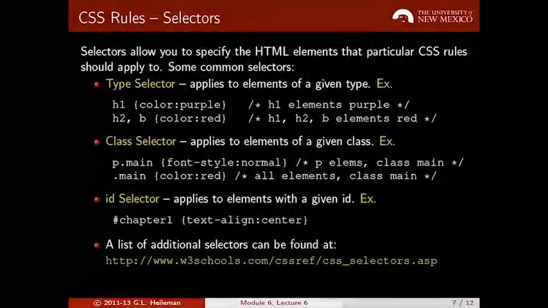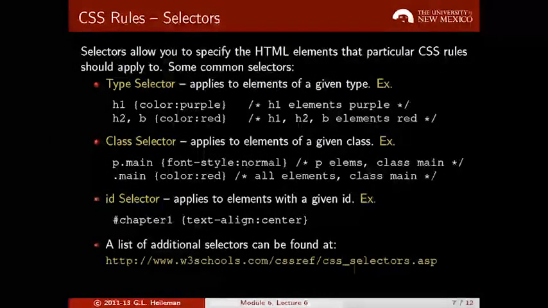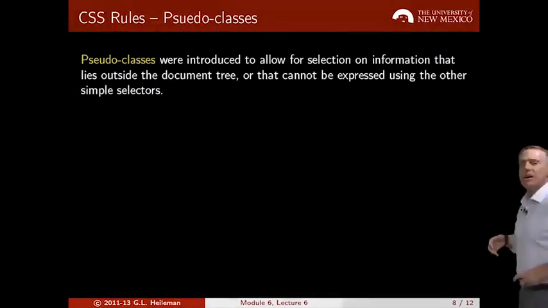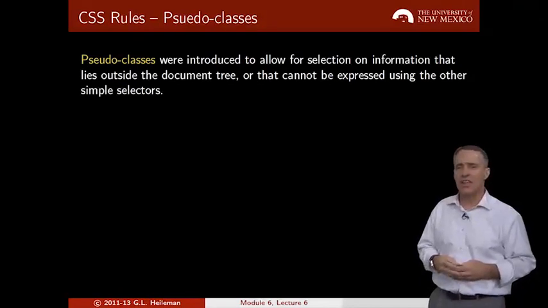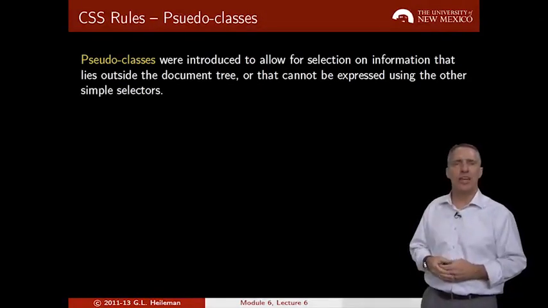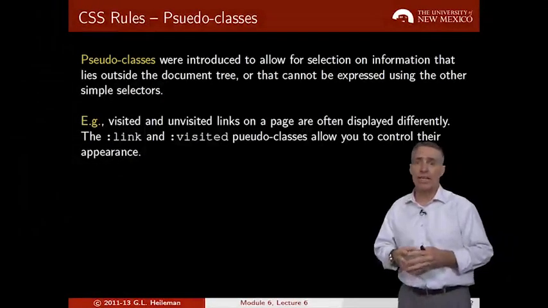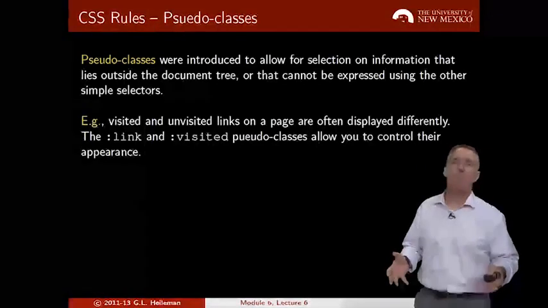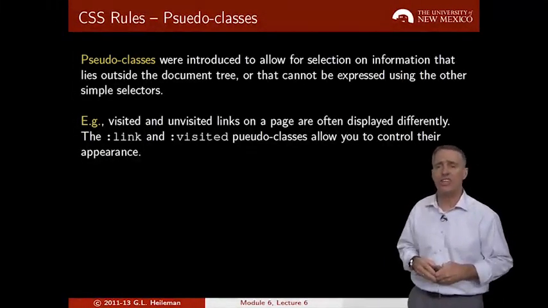If you'd like to look at a list of all the various selectors that are available to you, go to the w3schools site and take a look. Here's the URL. Now there's one more thing that you'll see in CSS files, and these are called pseudo classes. These don't apply to particular elements, but they more apply to concepts. So for example, if a link has been visited, you'll see in web pages it's often colored differently. And this is how you specify this in CSS.